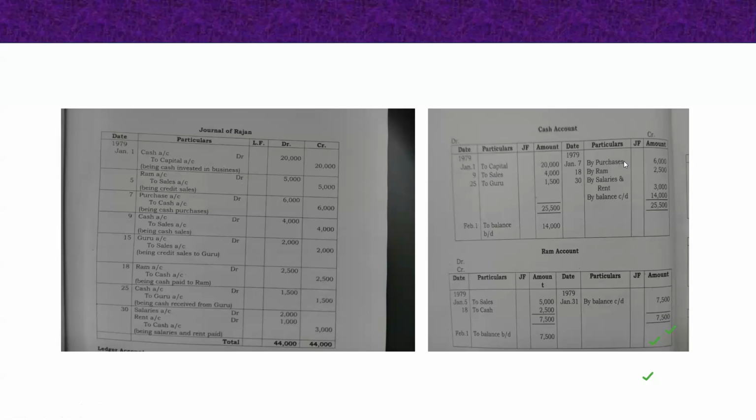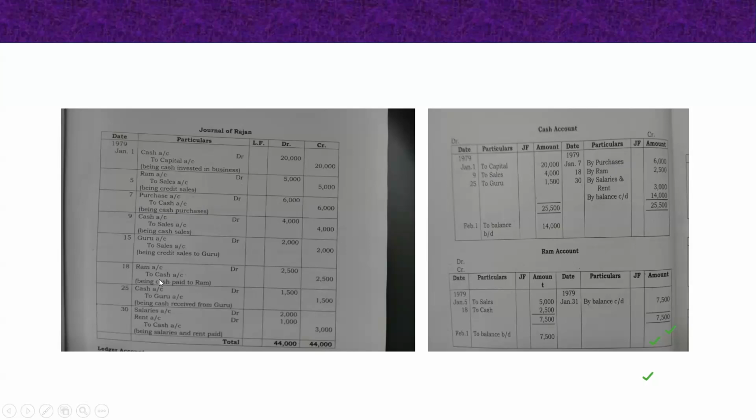And then whatever has gone out of the business as cash is listed on the right-hand side, under the credit column. The first entry is the purchase. The first purchase made by cash transaction is on 7th of January. There is a cash purchase being done for 6,000. So that is listed here.